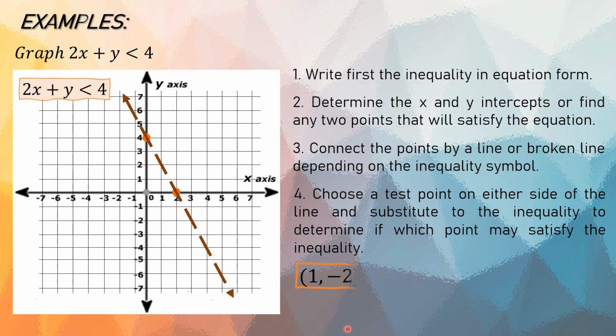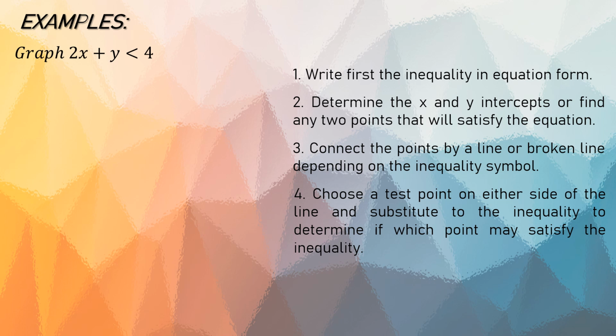So, gamitin natin yung point na 1, negative 2. That is 1, negative 2. So, pumili tayo ng point dito sa baba ng ating line. So, isa-substitute natin ang 1, negative 2 sa ating inequality para malaman natin kung ito ba ang dapat nating i-shade or yung taas. Okay, substitute na natin ang napili nating point sa ating given inequality.